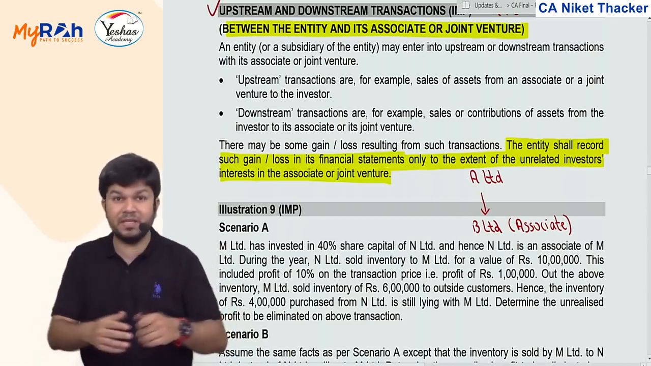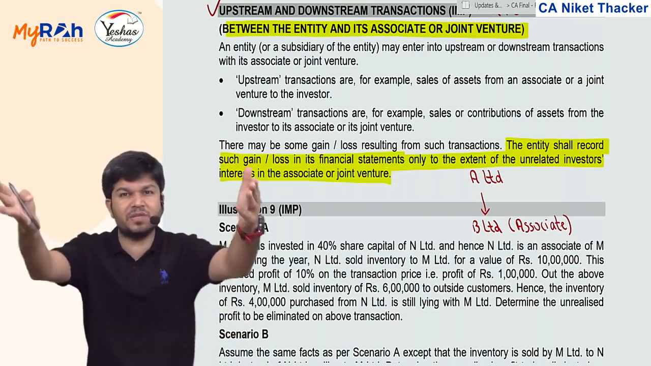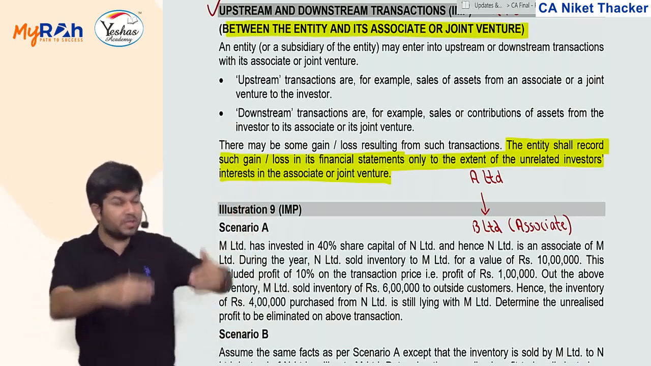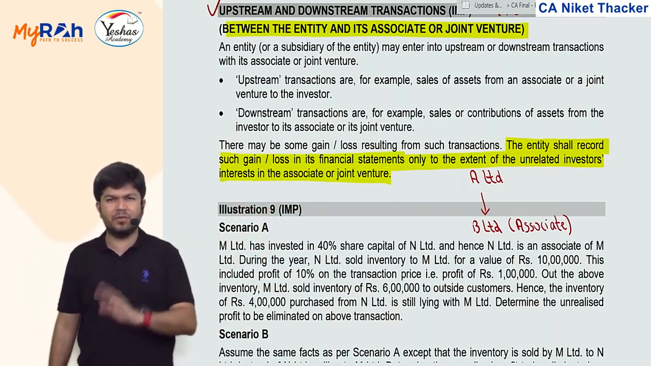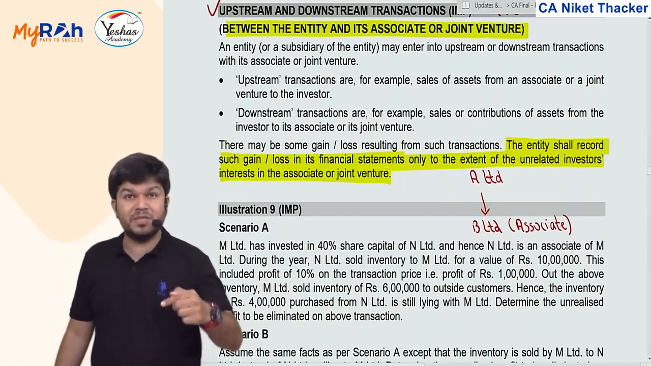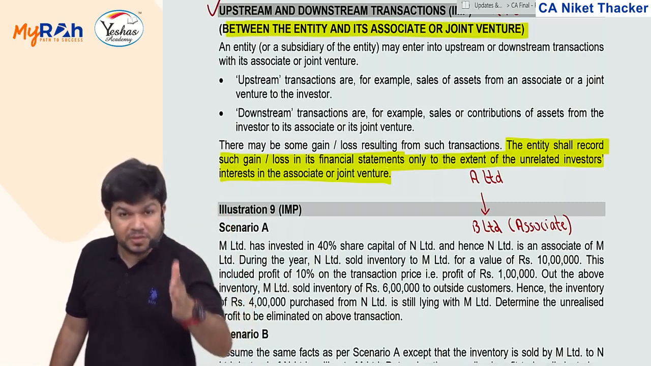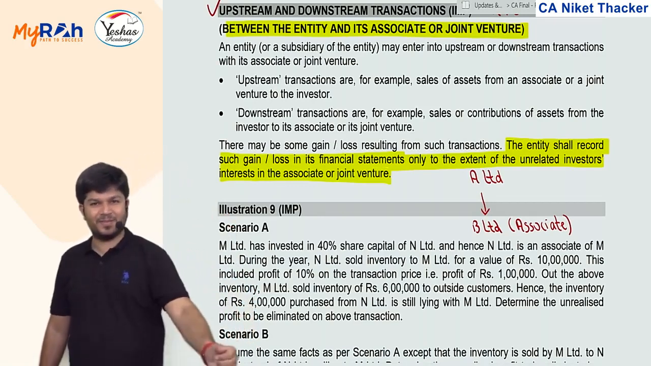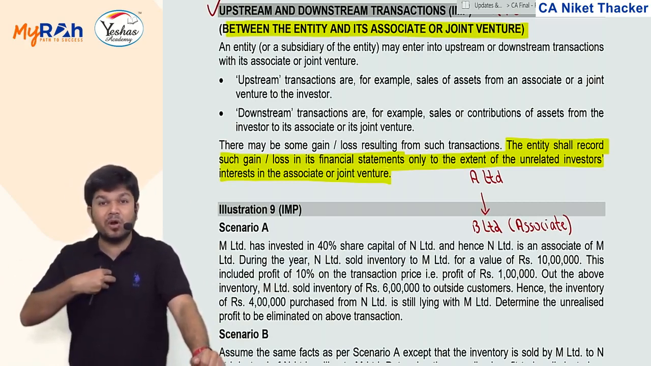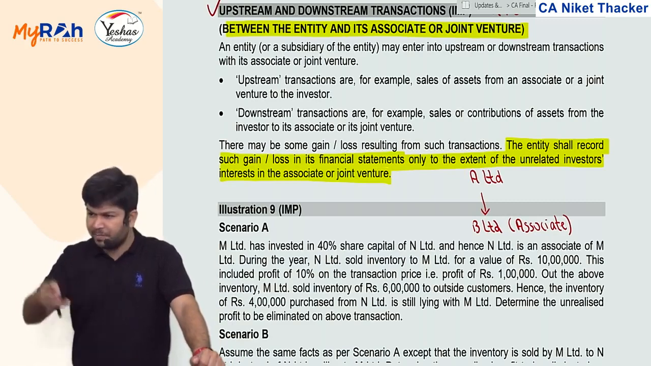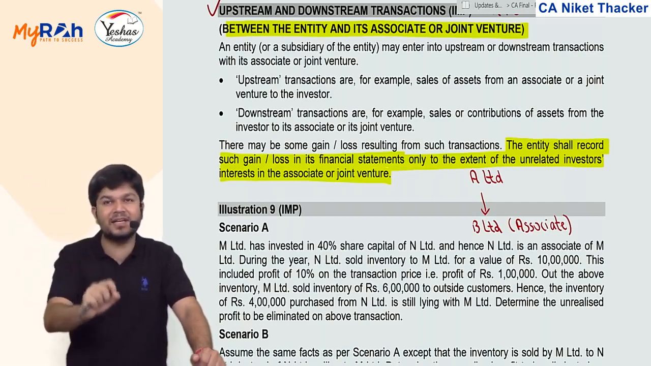Even if A sold to B and the goods are lying with B: if B has sold to someone else, then nothing is unrealized, and you can record full profit. But if A sold to B and the goods are lying with B, 30% in B is me only, so I should not record full profit. 30% is me, 70% is others. That much I can record.